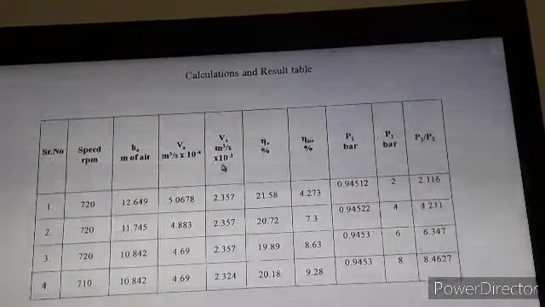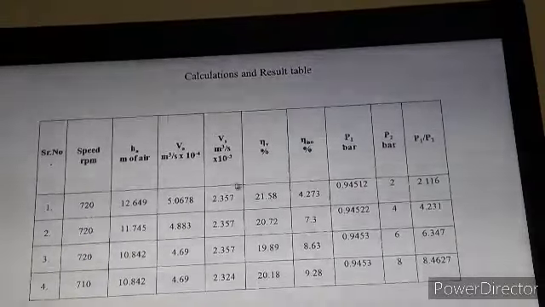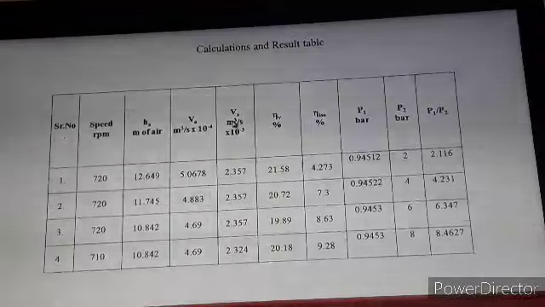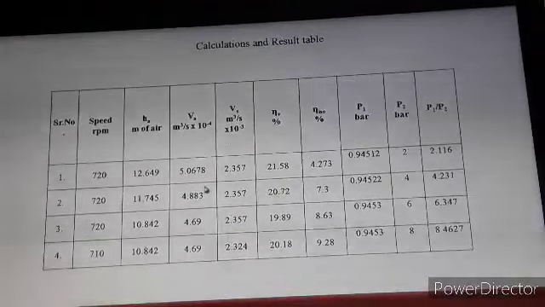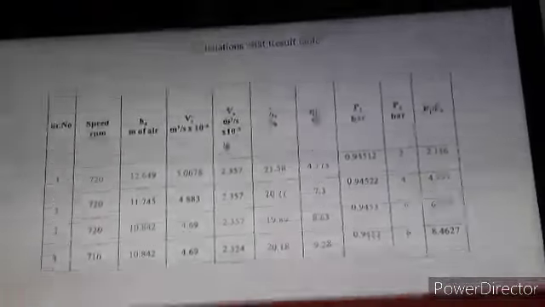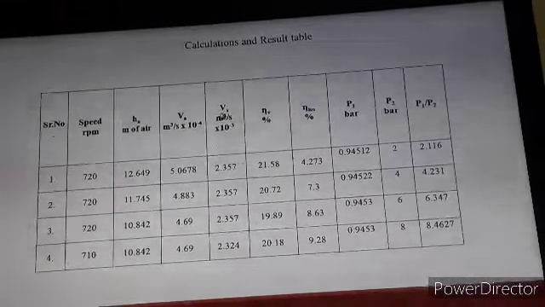For VS, the multiplication factor is 10 raised to minus 3. Now, how to find this VA, how to find HA, how to find VS, that is already given in the write-up. So, please go through the write-up and see the equations to find this HA, VA and VS.